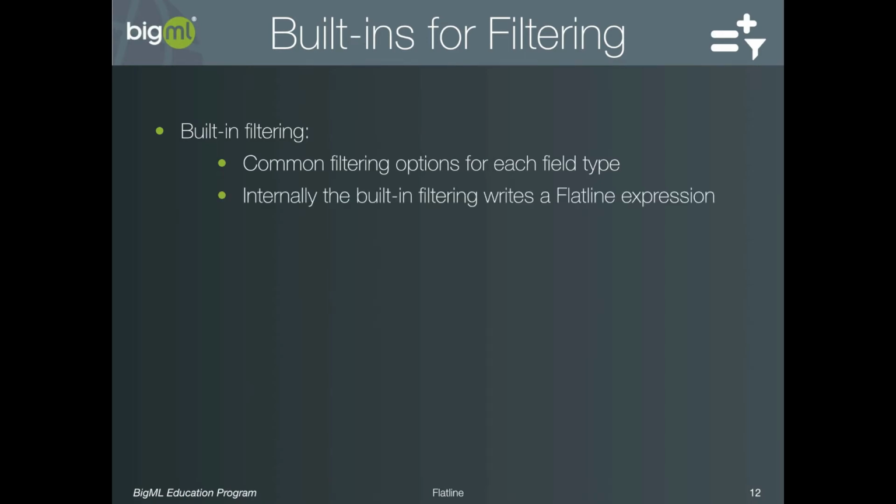Internally, these built-in filters write a flatline expression for you, which you can then examine if you like. The built-in functions available for filtering depend on the field type. First, for numeric fields, it is possible to filter by comparison, for example, a field being less than or greater than a specific value, or filtering by equality, for example, is a field equal to a specific value. It is also possible to filter on a numeric field by whether or not the values are missing or if they meet certain statistical criteria.